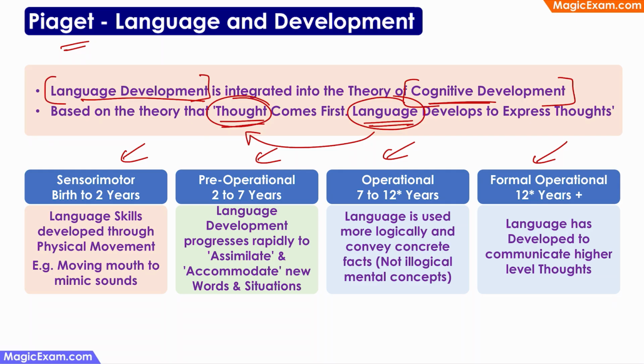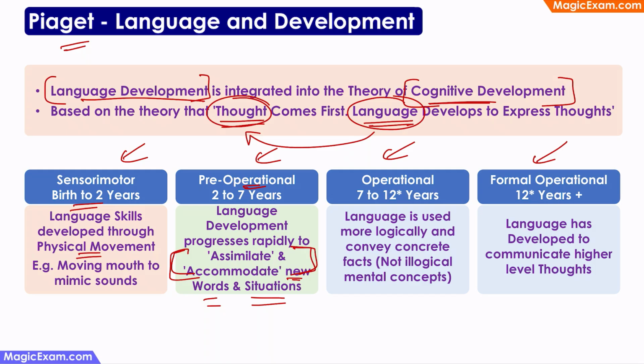For example, in the sensory motor stage, that is birth to 2 years, he says that language skills are being developed through physical movement. That is, children are trying to mimic the sounds that they are hearing. So, these sounds that they are trying to make is what will become language in the future. In the pre-operational stage, he says that language development is happening through a process of assimilation and accommodation, because the child is frequently finding himself or herself in new situations and having to learn new words. So, assimilation and accommodation is happening here to help in the development of language. So, what are these assimilation and accommodation all about? That I will explain in the next slide.